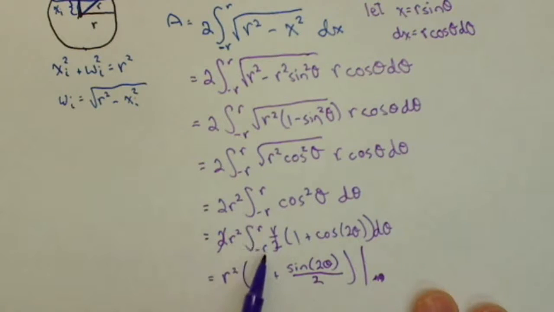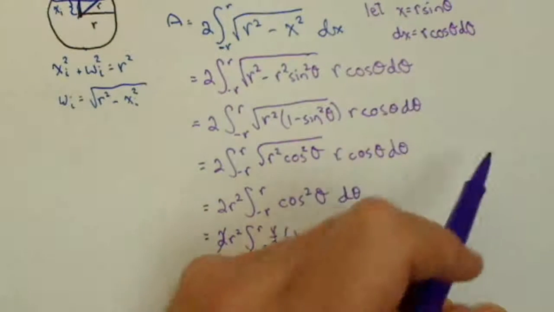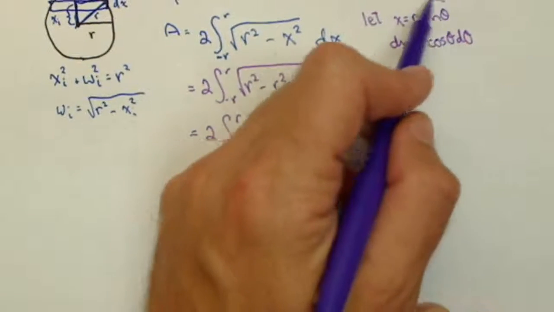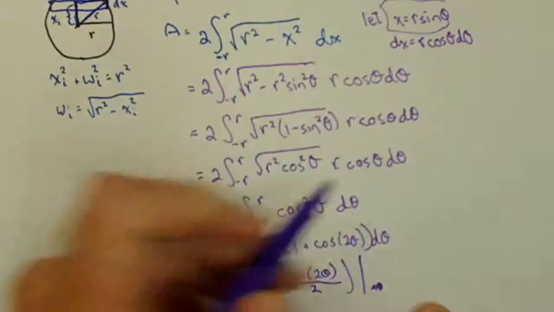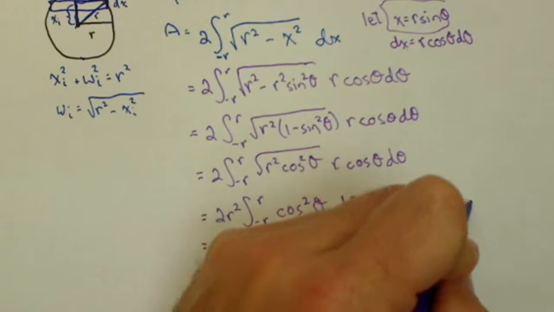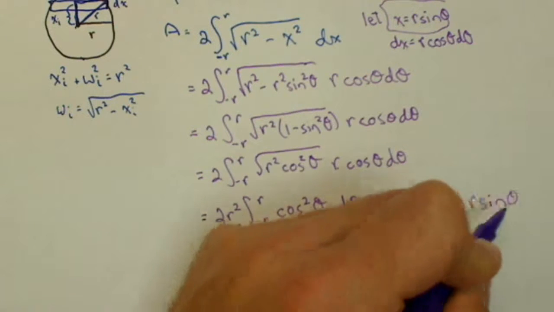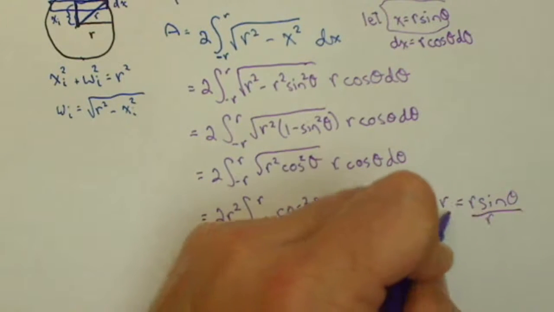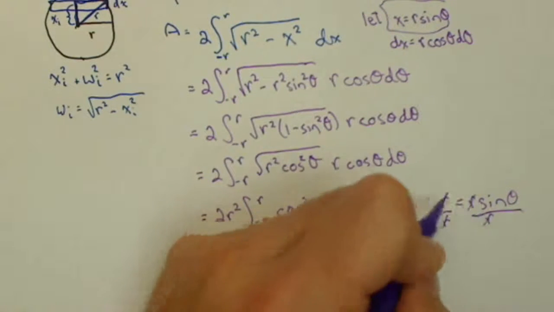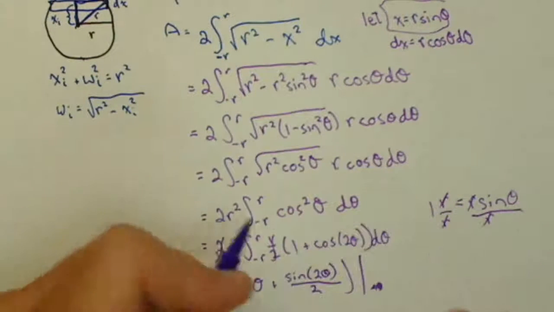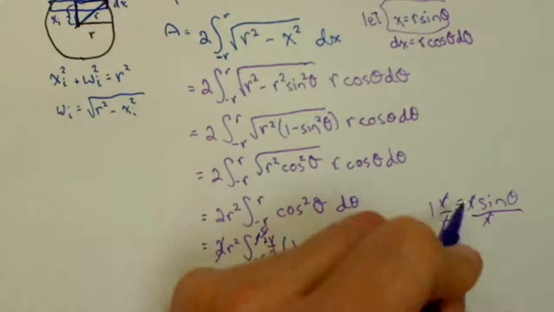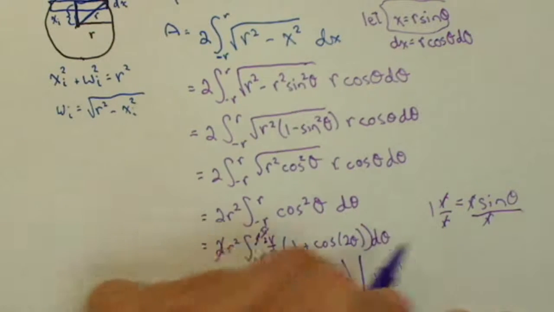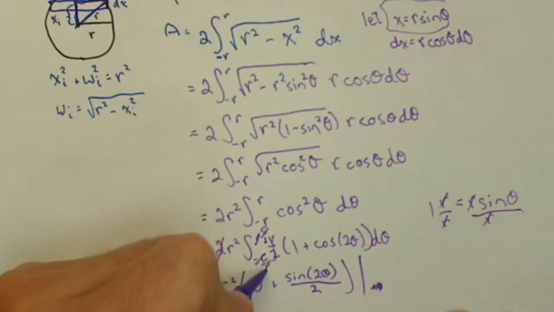Instead of using negative r and r, we'll use our relationship right here that we had between x and r. Now these were x values. If x is r, we get r equals r sine theta. And you can see if we divide both sides by r, we get sine of theta equals 1. So the upper limit, we could actually just use pi over 2. And with the lower limit, you'll see that we'll get a negative 1, so negative pi over 2.